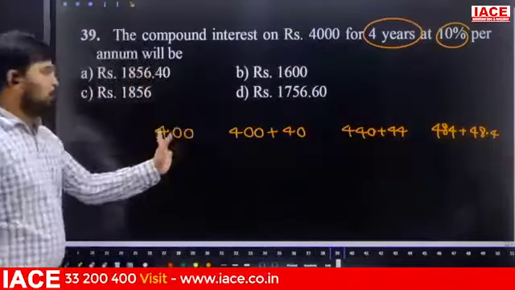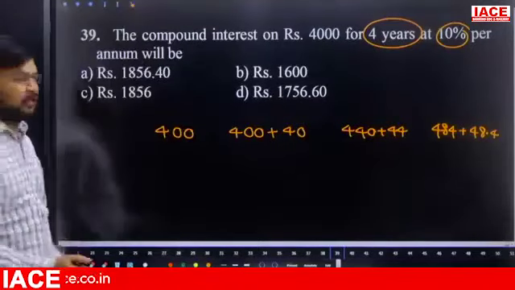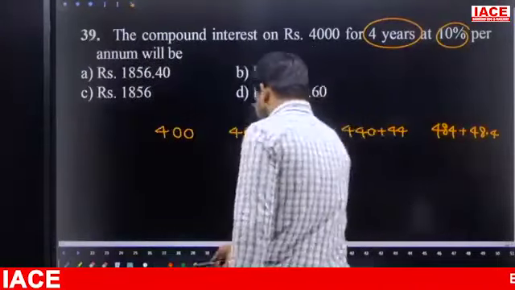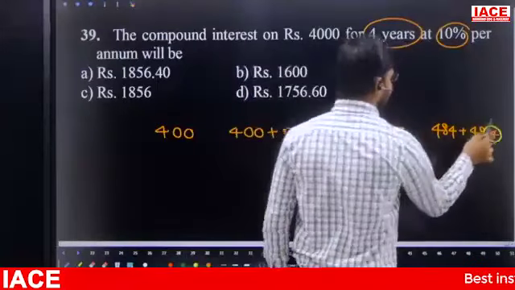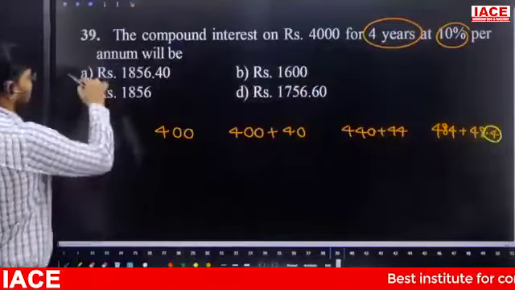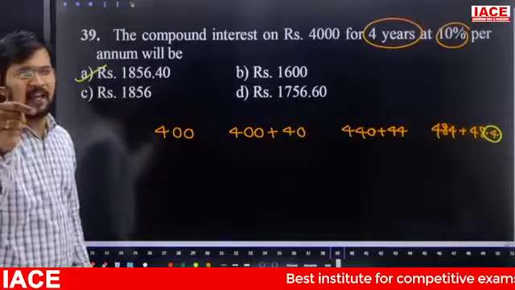So see the answers, no need to add all these things, your answer ends with 0.4. End with 0.4, which option is there? Only one option is there. Option A is the right answer.